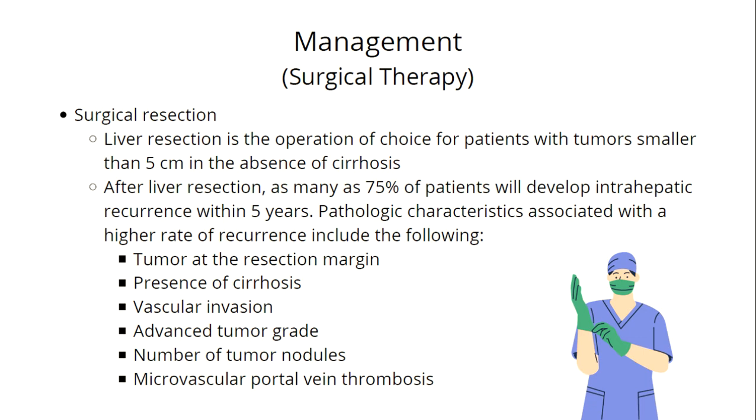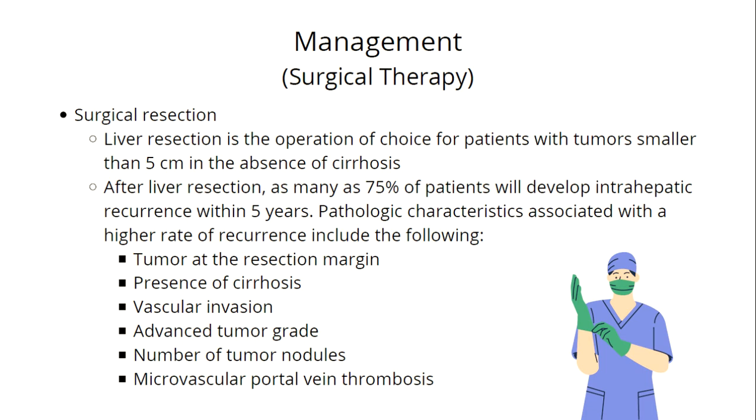Another is the surgical therapy. First, we have the surgical resection. Liver resection is the operation of choice for patients with tumors smaller than 5 cm in the absence of cirrhosis. After liver resection, as many as 75% of patients will develop intrahepatic recurrence within 5 years.